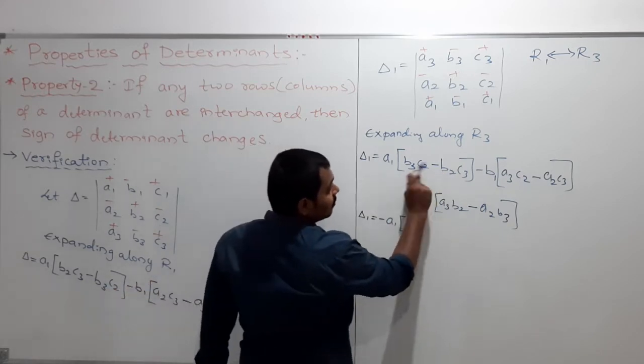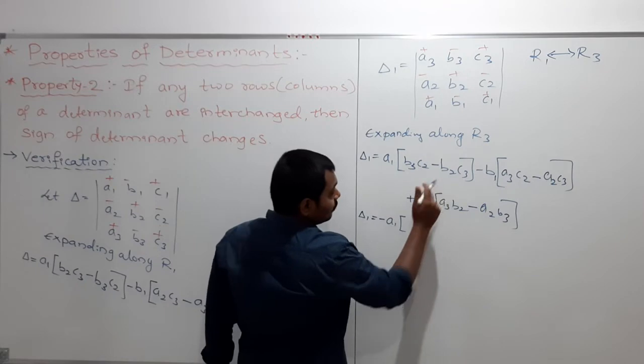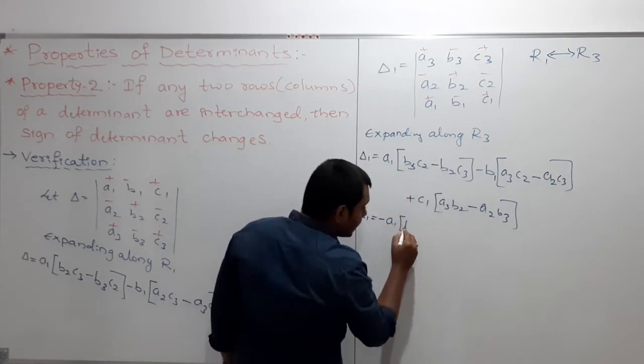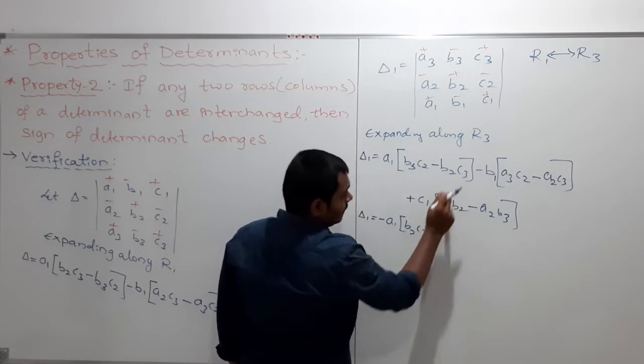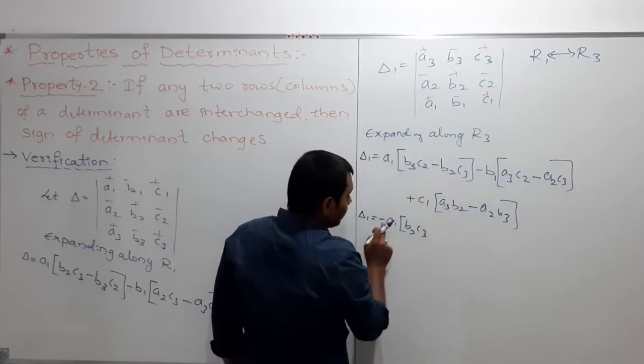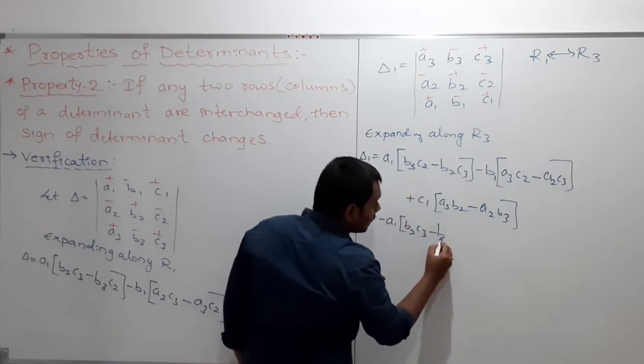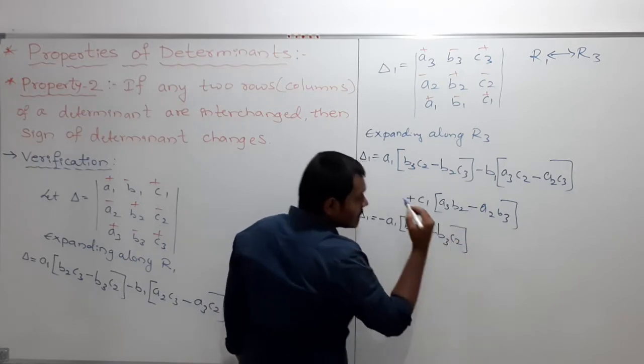So here, if I take the minus sign outside, first I write this term, b2c3. And next, here it is plus, but the minus I have already taken outside. So therefore I am writing here minus b3 into c2.